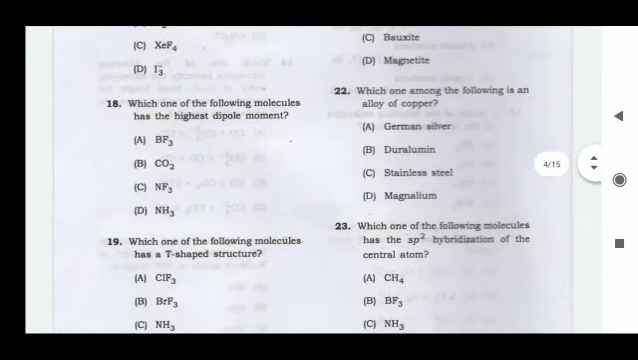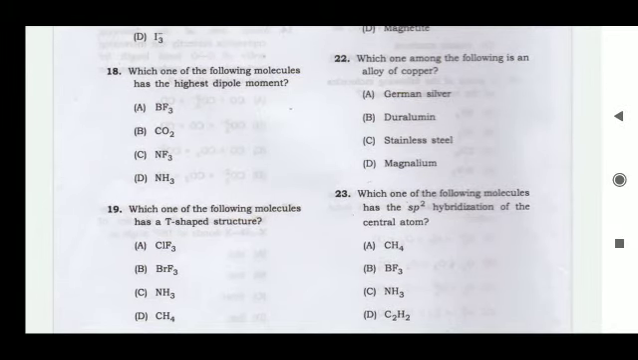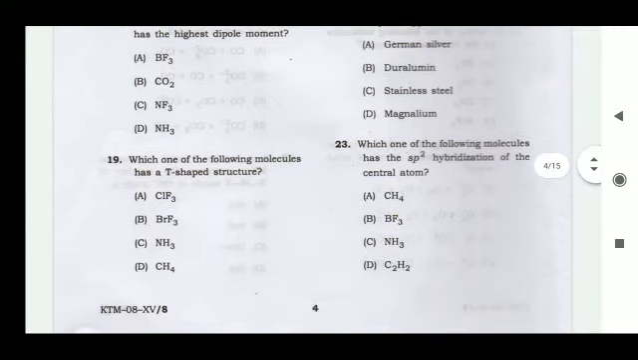Next question, which one of the following molecules has the highest dipole moment? So in this question you have to first find out the molecule in which the electron density is high. So in this question option C is correct, NF3. Next question, which one of the following molecules has a T-shaped structure?